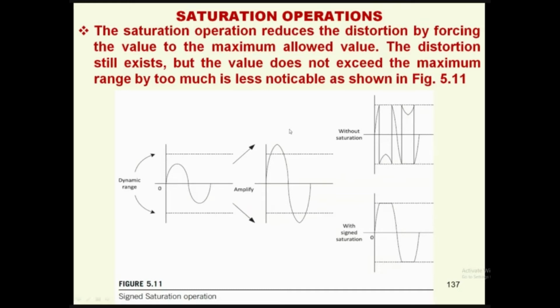So the amplified signal, which is supposed to be like this, will be amplified like this, which is a much distorted signal because it exceeds the saturation limit, as we see here. This often happens. So to prevent this, the saturation instructions are used.